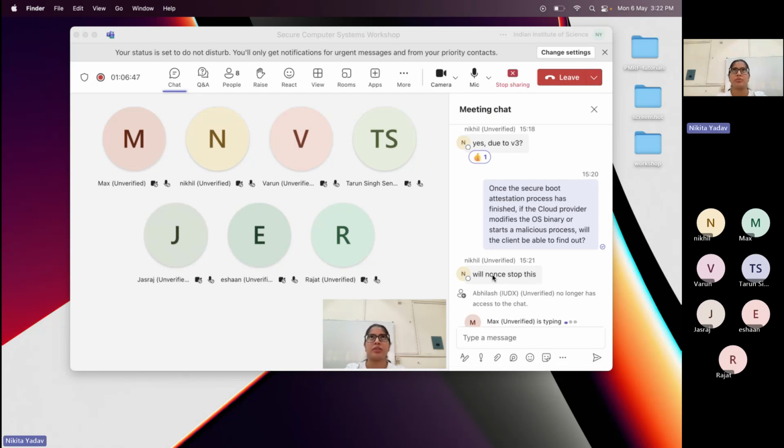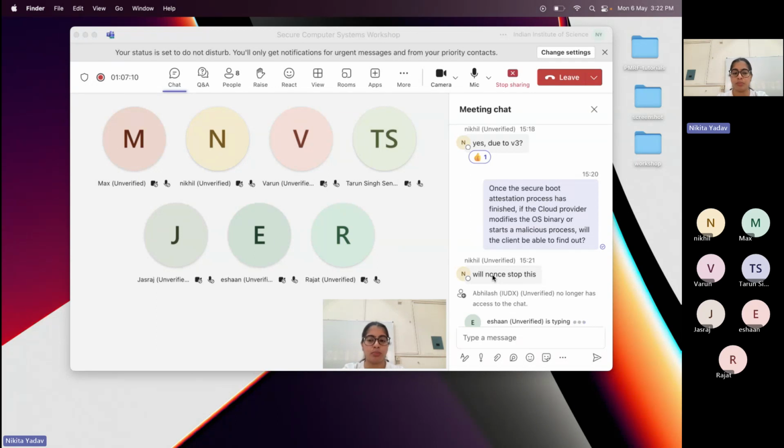The nonce was basically to stop the replay attack. Let's say the client asks the OS, hey, give me a proof of the software stack which is running. Okay, and here is my nonce. So the nonce provides the freshness guarantee that the proof is fresh, generated upon my request.